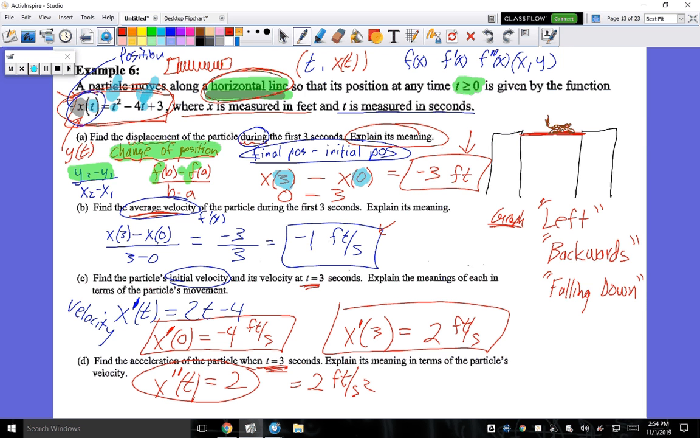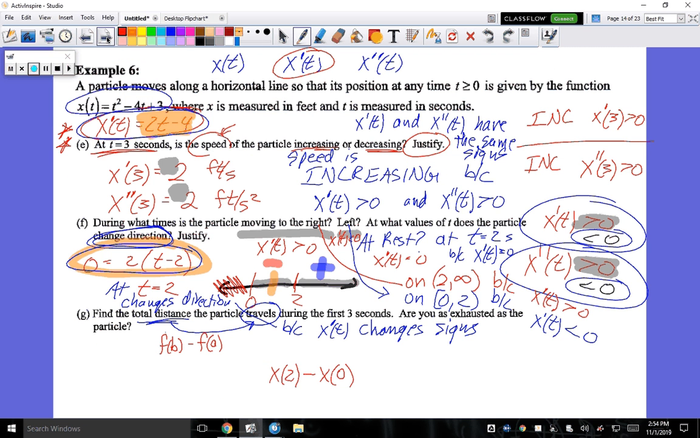Or was it x of 3? Oh, that was x of 3. So let's figure out what x of 2 is. Plug in 2 into our original position function, and we get what? 4 minus 8 is negative 4, right? Plus 3 is negative 1.